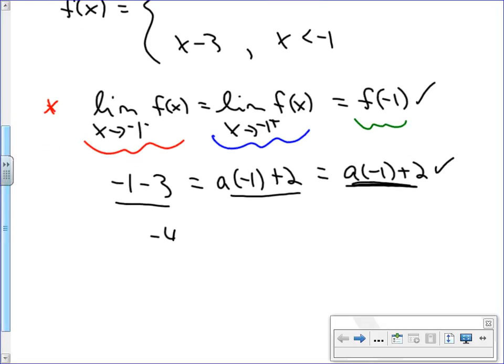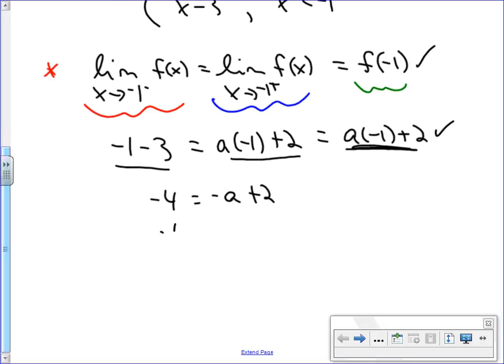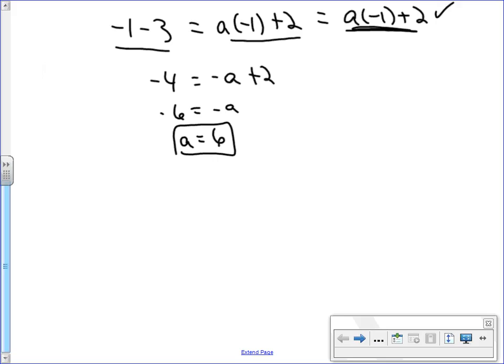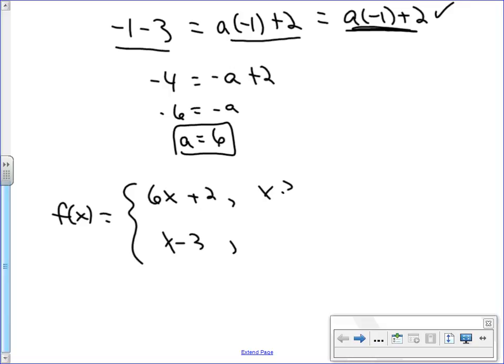Okay, now I'm going to solve this equation and see what happens. This side gives me -4, this gives me -a plus 2, and I'm going to solve that for a, subtract 2 from both sides, and divide both sides by -1, and I get that a equals 6. The directions were to find a, and what we have done is create a piecewise function that will be continuous. These two pieces of the puzzle will fit together at -1. There will not be a hole, and there will not be a gap.